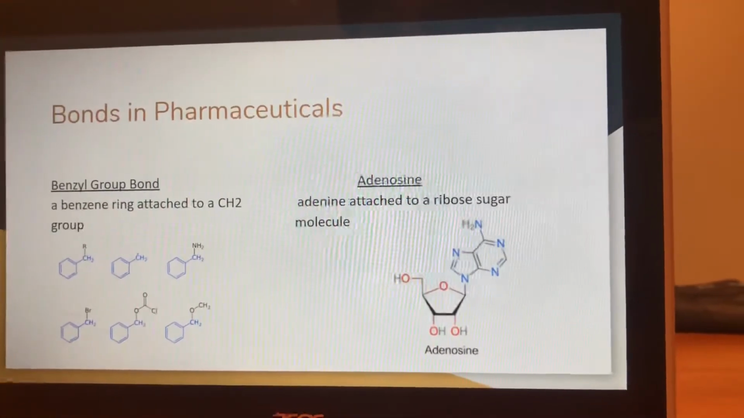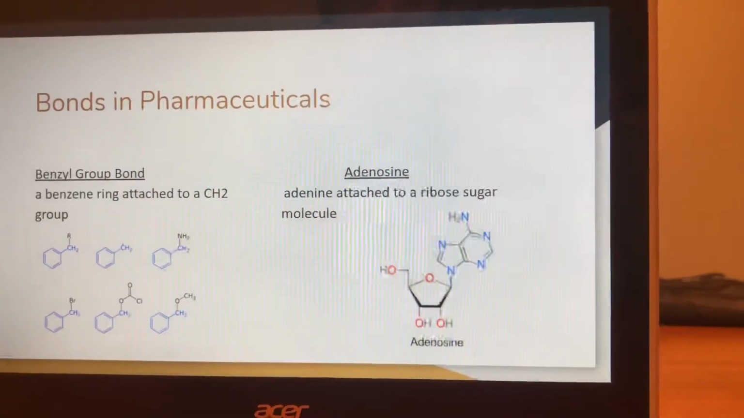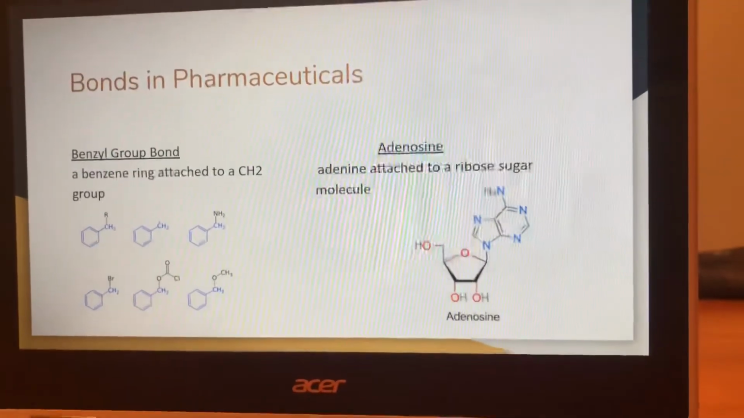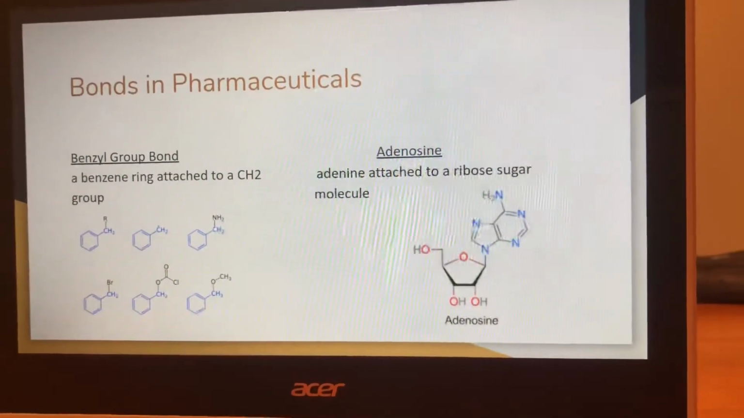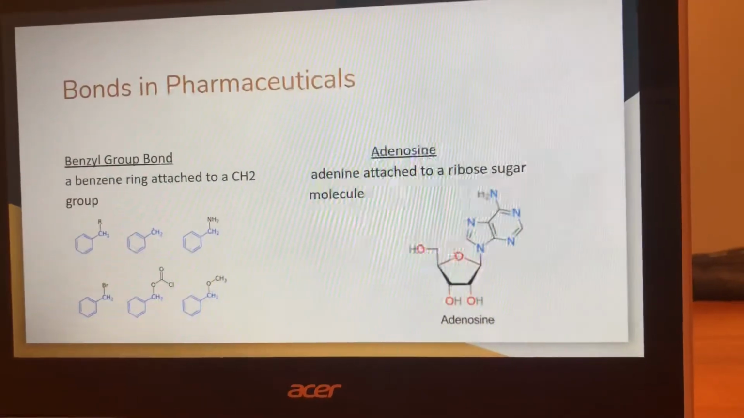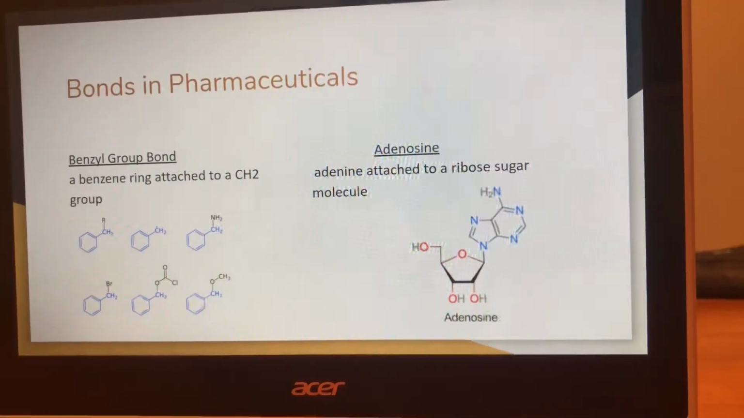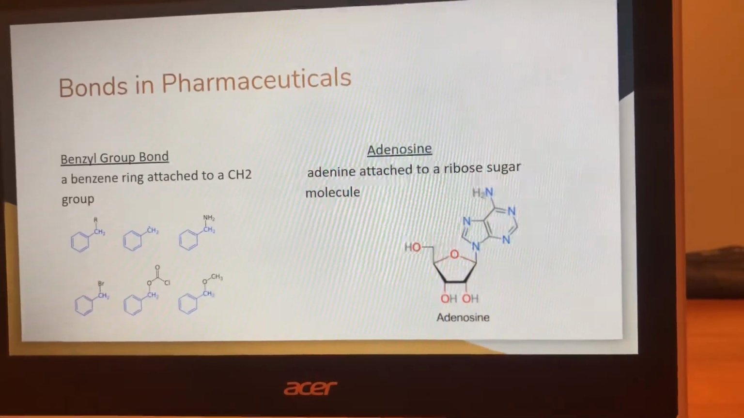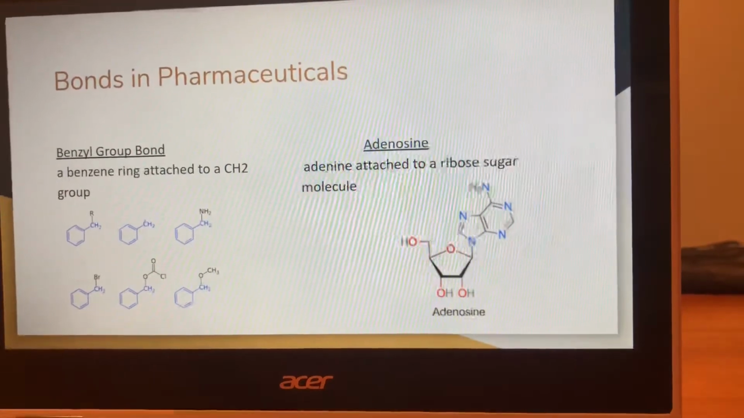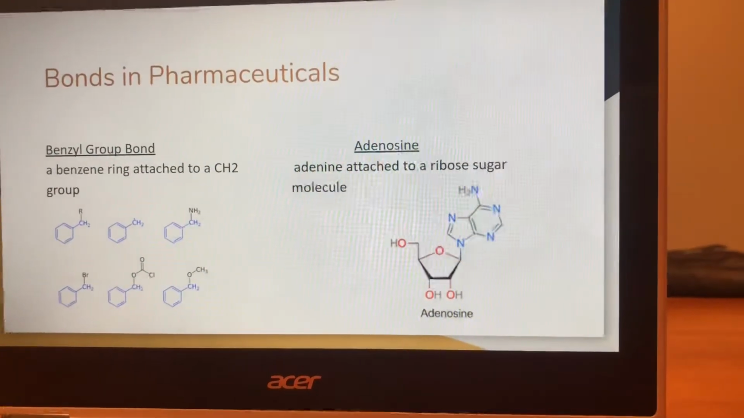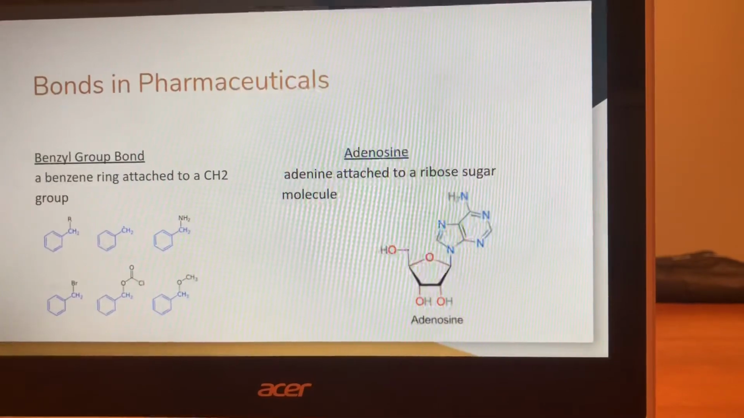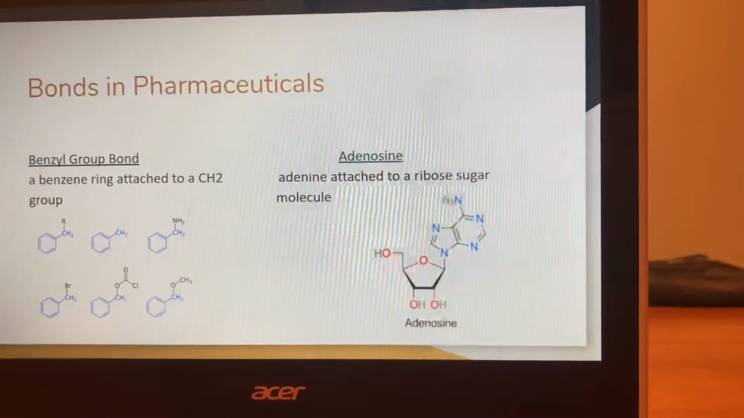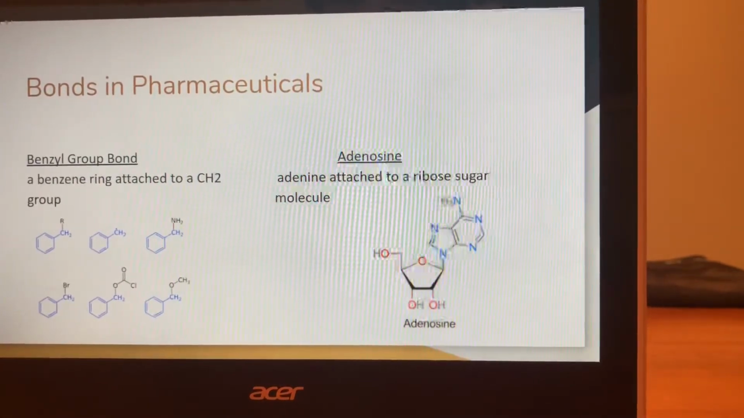So in pharmaceuticals, there's not always just one type that you find in the environment. They're bonded together. A few of them that are used in medicines are a benzyl group bond and adenosine. A benzyl group bond is a benzene ring that's attached to a CH2 group. So these are a few examples of a benzyl group bond. And adenosine is adenine attached to a ribose sugar molecule. As you see, here's another picture of an adenosine bond.